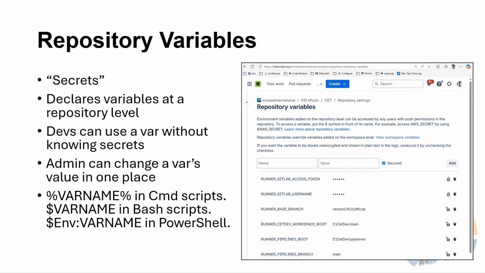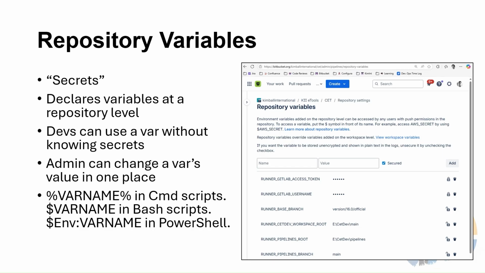So I have those, and you can see I have them secured, which is why no one knows what they are, and I can show you guys a screenshot of it. It's got the little black dots, and that would be considered a secret, because now a developer can use the runner GitLab access token variable within their script, and they actually don't know what that access token value is. They can use the variable without knowing the value.